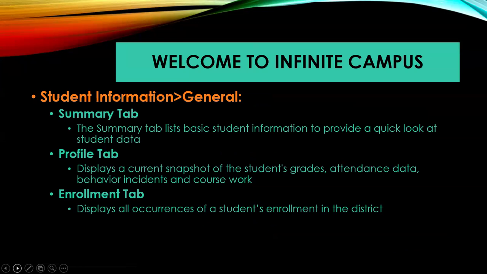So under the student information tab, there is a summary tab. The summary tab lists basic student information to provide a quick look at the student data. The profile tab displays a snapshot of the student's grades, the attendance data, behavior incidences, and/or coursework. And the enrollment tab displays all occurrences of a student's enrollment in the district. So it will show you current enrollment as well as if the student has withdrawn.